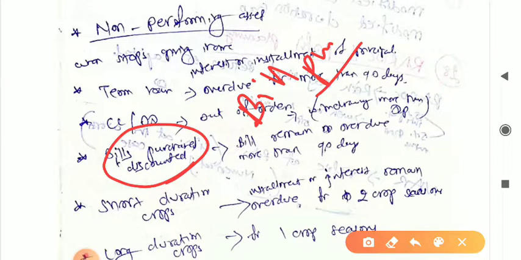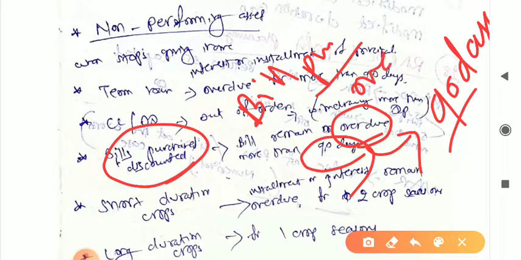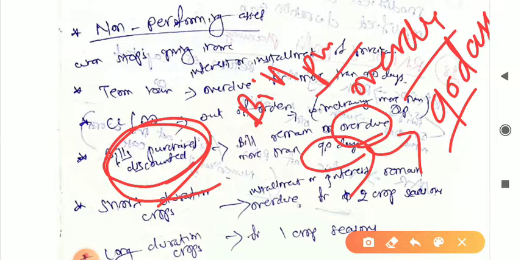The next one is bills purchased or discounted. Here, if the bill remains overdue for more than 90 days, then it will be NPA, right?